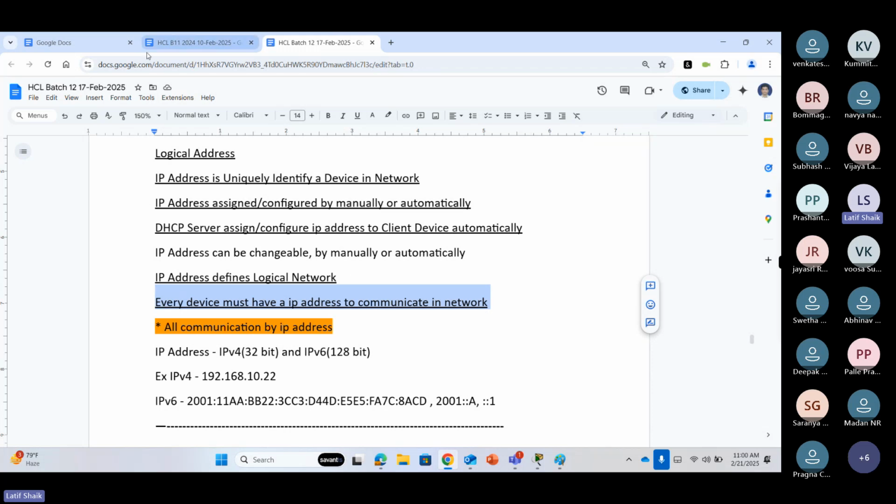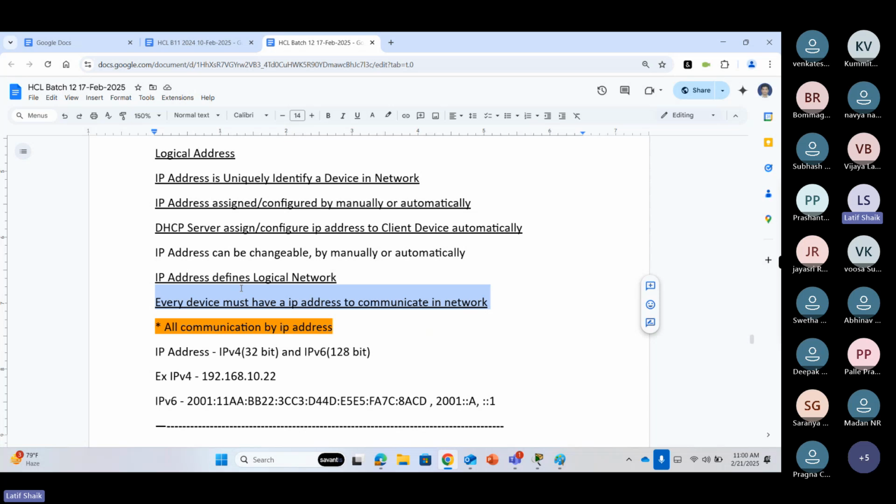You open google.com, www.youtube.com, www.facebook.com. We open all of these with names only. We think we are communicating with the name, but in the backend we are actually communicating with the IP address. Without having an IP address, you can't communicate. We are all communicating with an IP address only, not with any other addresses.